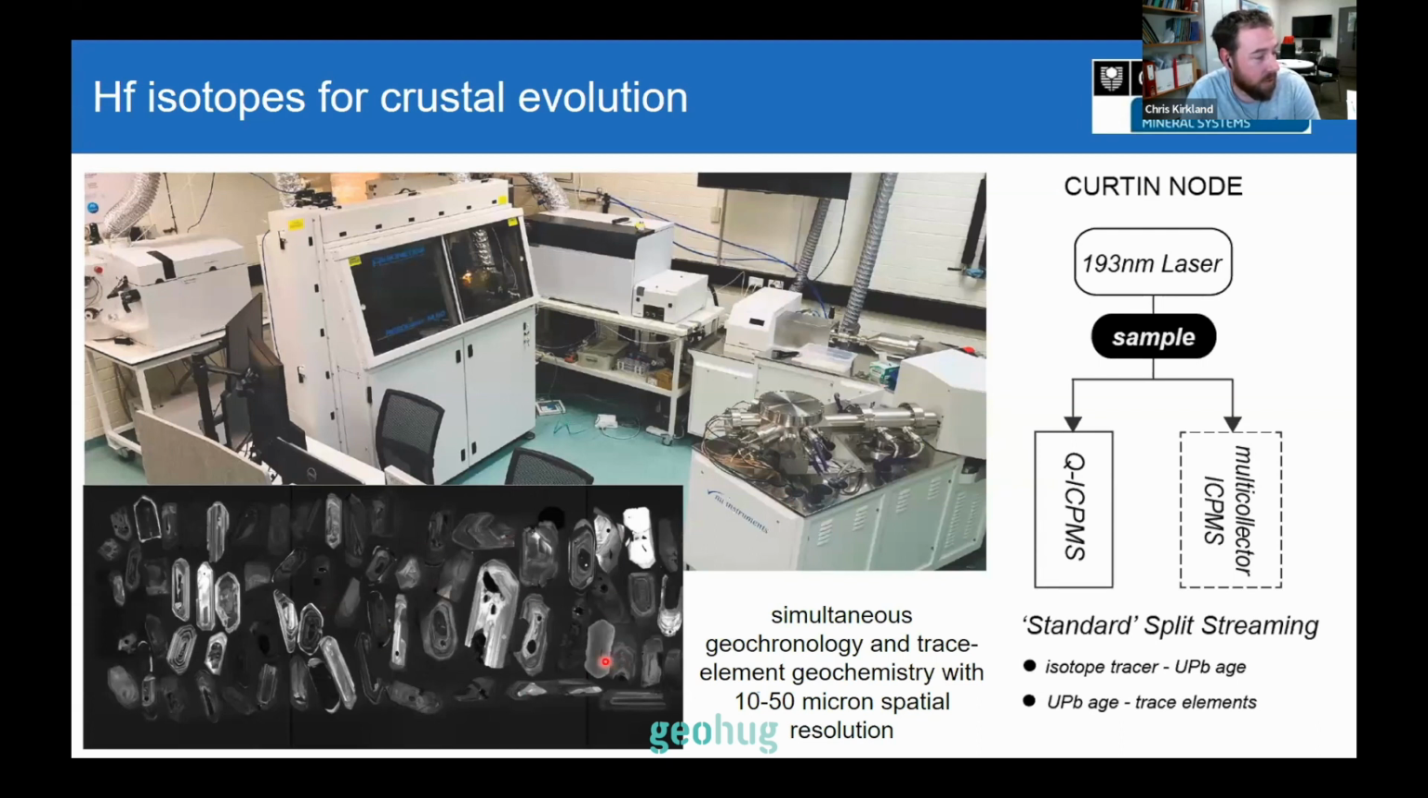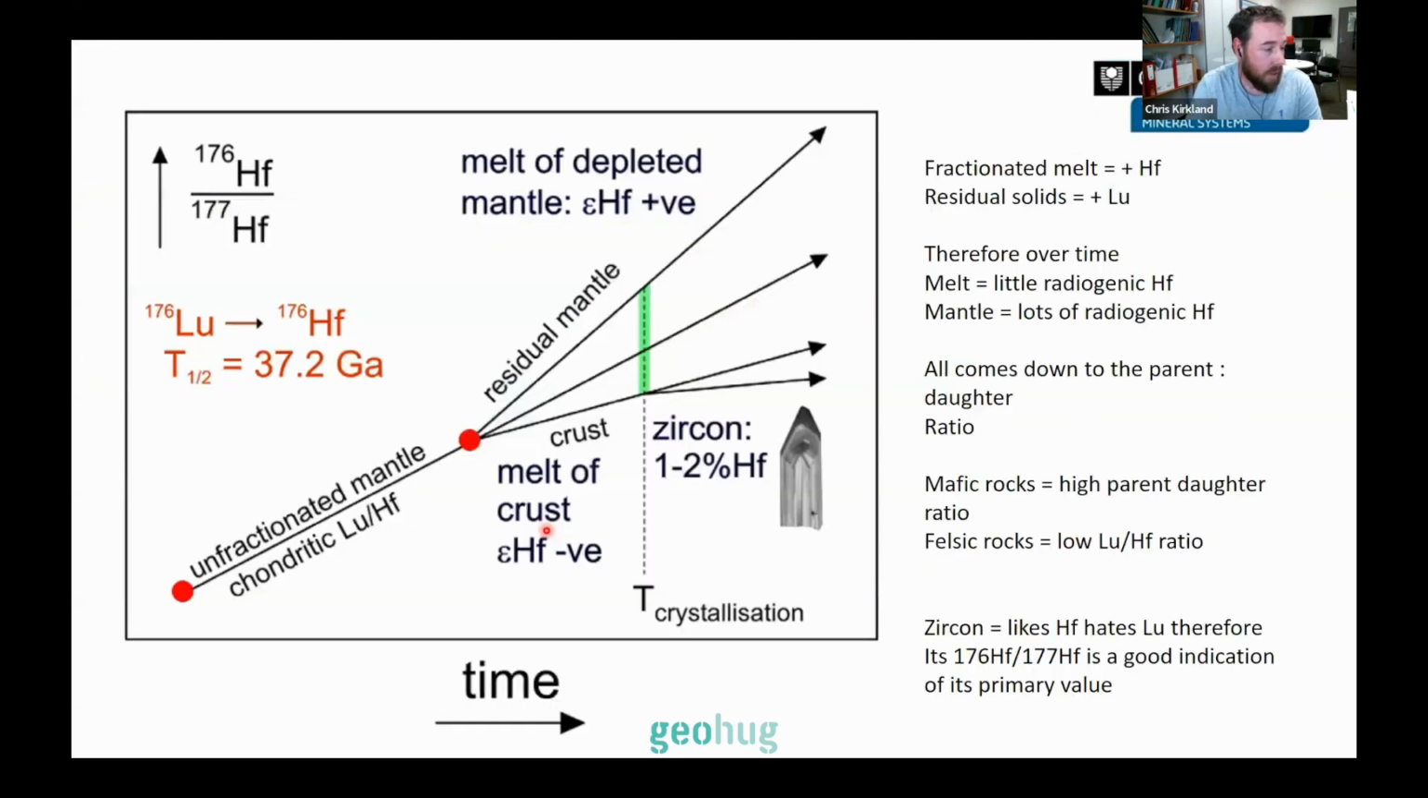Picture some lovely zircon grains, for example. My highlighter spot here is actually similar to the size of a laser spot on these, so we could get multiple laser spots to say something about the different age domains within these crystals. Okay, so a little bit more isotope geology, just for a little bit of context.